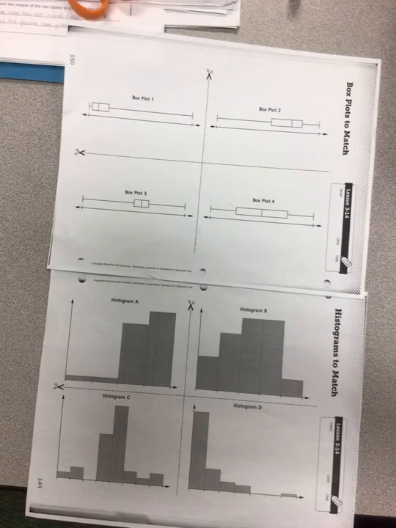The next task we have to do is we have 4 box plots and 4 histograms. We need to figure out which box plot and which histogram matches up with each of the 4 tables. Pause the video, take a couple minutes, and see if you can look at each of those and look at the distribution and the spread of the data to figure out which histogram matches up with each of the tables and which box plot matches up with each of the tables.